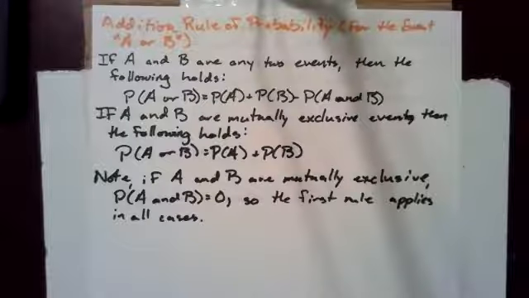If A and B are mutually exclusive events, then the following holds. P of A or B is P of A plus P of B. So the probability of A plus the probability of B. Note, if A and B are mutually exclusive, P of A and B is 0 because they do not have any elements in common. So the first rule applies in all cases.